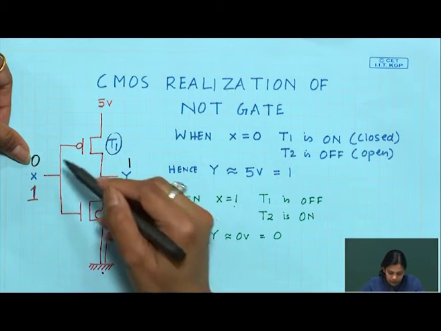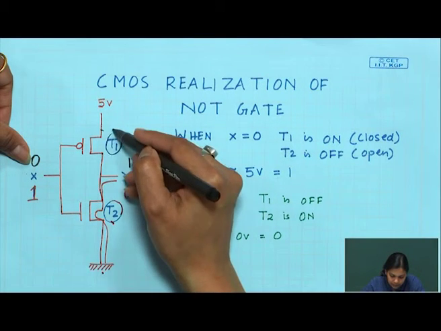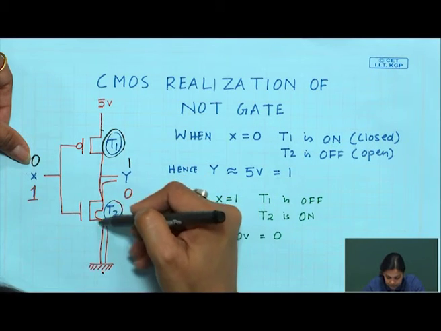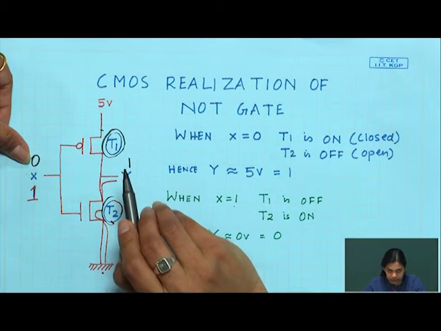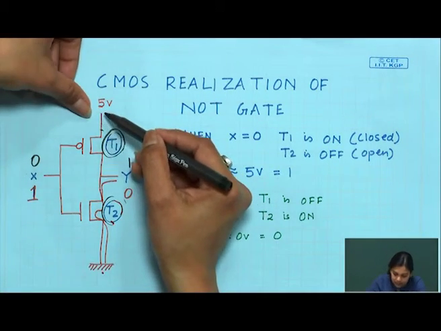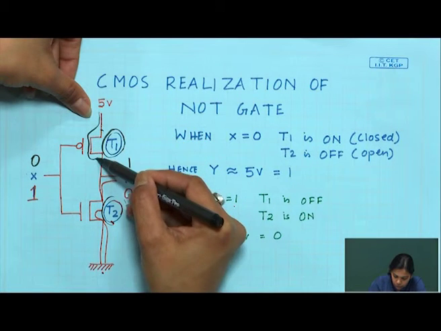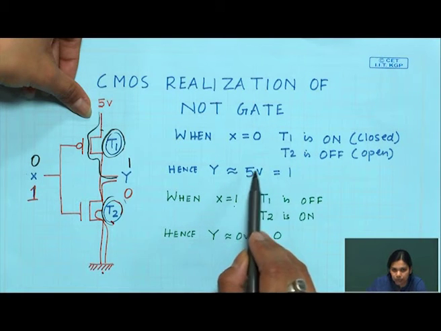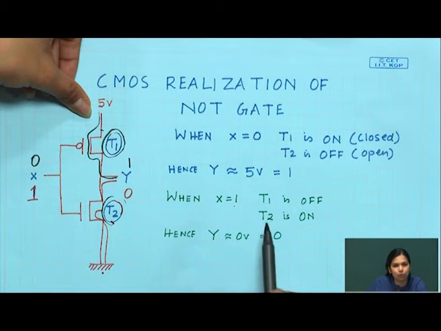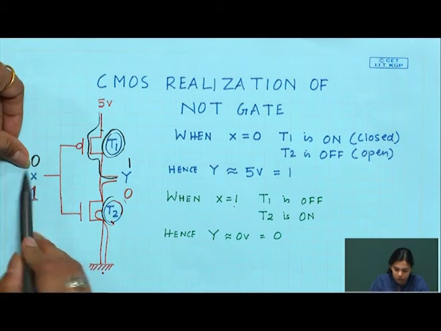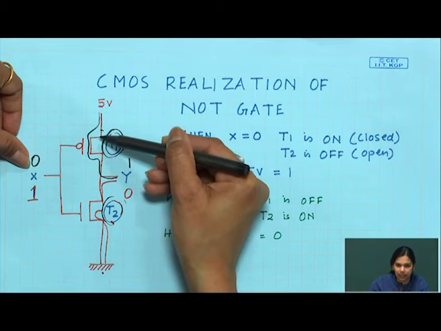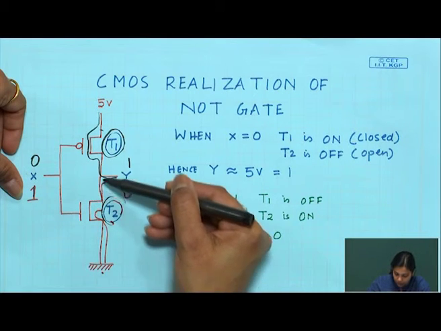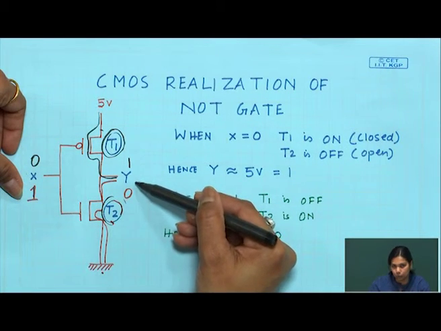If this is 0, then the above transistor, T1, will be conducting, but the below transistor, T2, will not be conducting. If T1 is conducting, there is a path from 5 volt to Y. So, Y will have roughly 5 volt, which is equivalent to 1. So, if we give input 0, the transistor T1 will be conducting and we will have output 1, and if X is 1, then the below transistor will be conducting and we will have output 0.